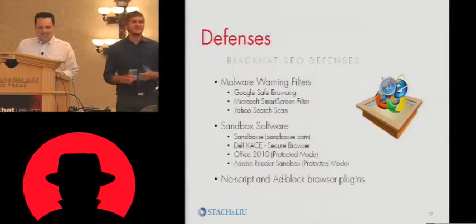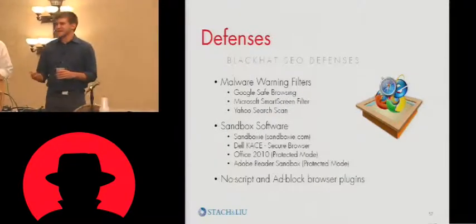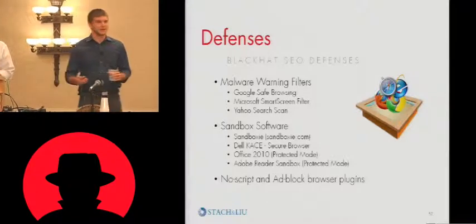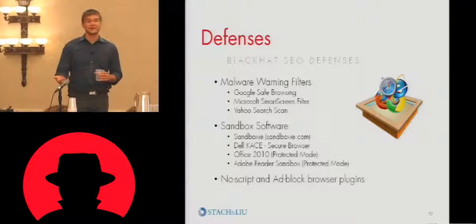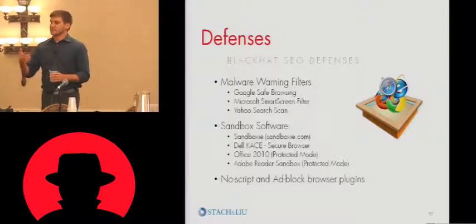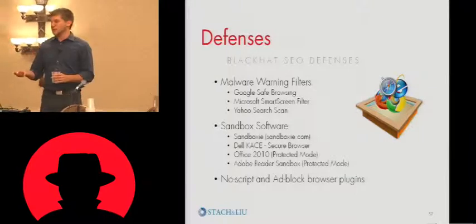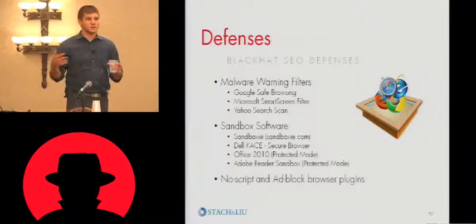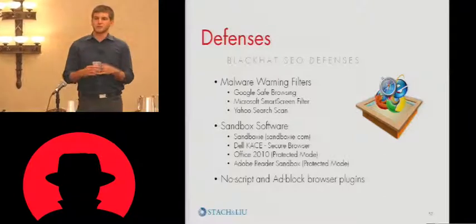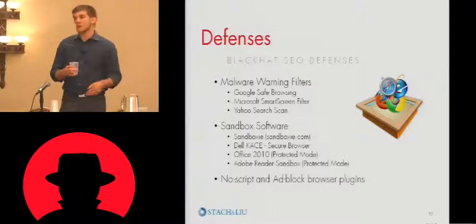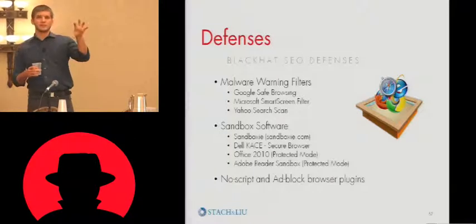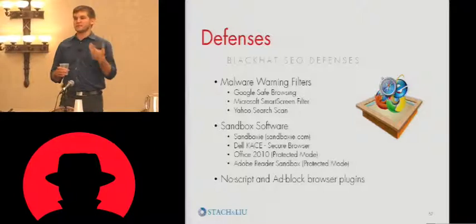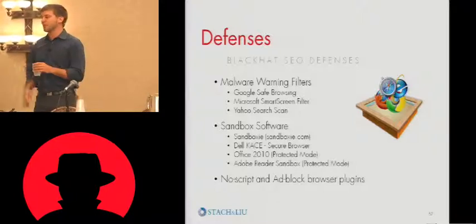But actually, some real defenses that may be effective against this, and it's something that the major browser providers are actively pursuing because they want to protect their customers, are malware filters. Like the Google Safe Browsing API, Microsoft's SmartScreen Filter, Yahoo's Search Scan. These are all integrated into their search results and their browsers. You've probably seen the reported attack site warning when you try to visit a URL before, and that's just warning you that if you proceed at your own risk, this may be malware or phishing.